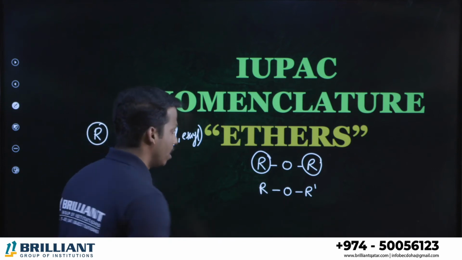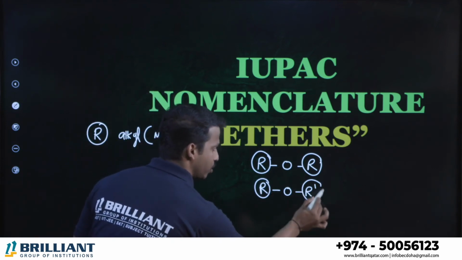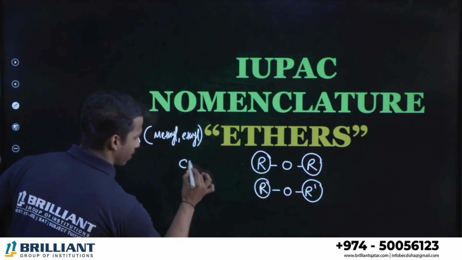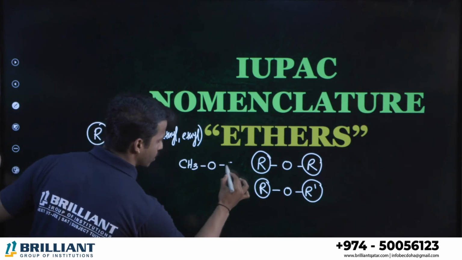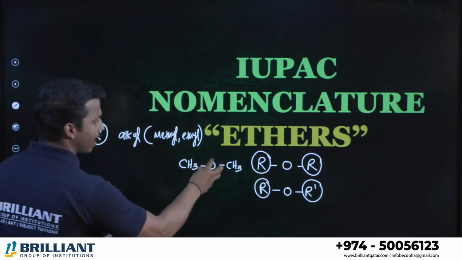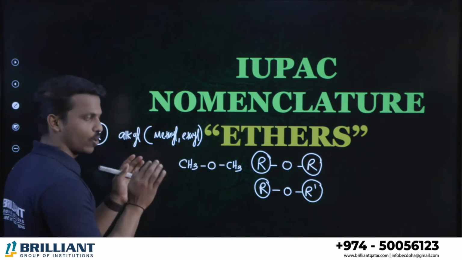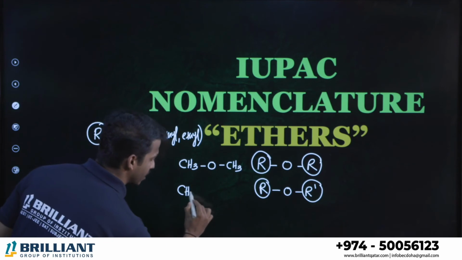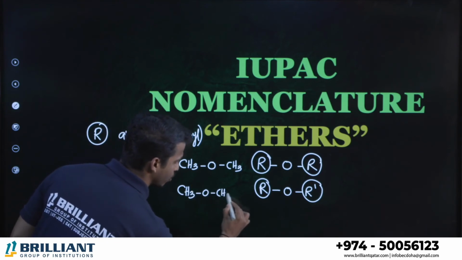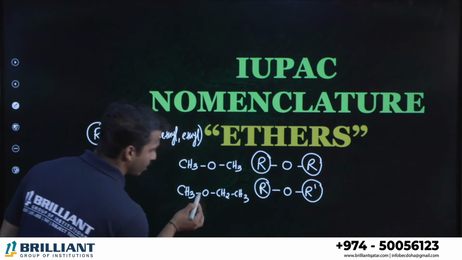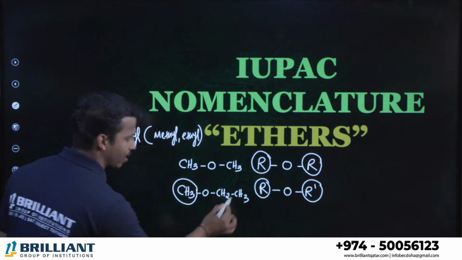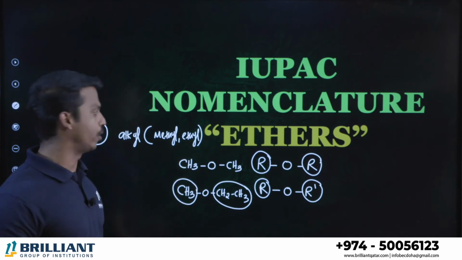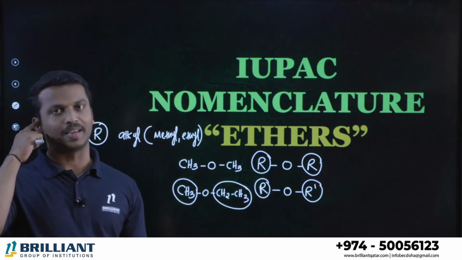What about this? One R dash, which means the alkyl groups are different. Here, let me give you one example. CH3OCH3. See, here the alkyl groups are methyl and methyl. So this is called symmetrical. Both are the same, right? Symmetrical ether. What about here? CH3OCH2CH3. Here the left side alkyl group is methyl, the right side it is ethyl. So is it symmetrical? No, both are different alkyl groups. Therefore we can call it an unsymmetrical ether.